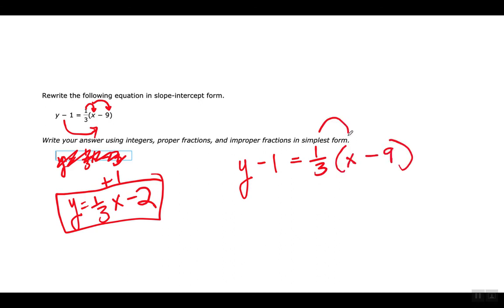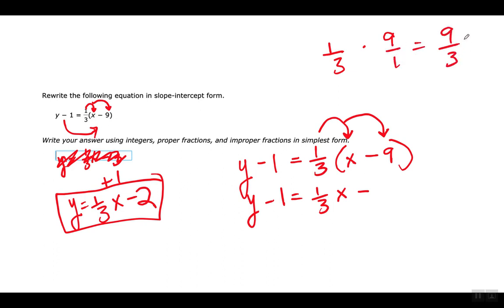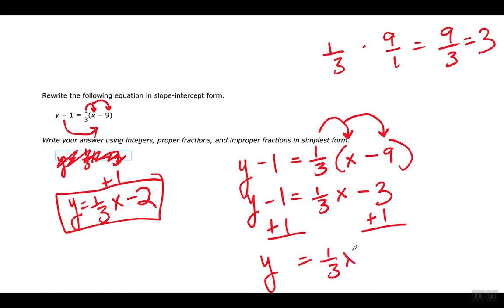Okay. So I'm going to do the distributive property. So I'm going to have y minus 1 equals 1 over 3x minus 1 over 3 times 9 is going to give me 9 over 3. And 9 over 3 is 3. And a positive times a negative equals a negative. So that's why I got negative 3. Now I just move minus 1 to the right by adding it to both sides. And I'm going to have y equals 1 over 3x minus 2.